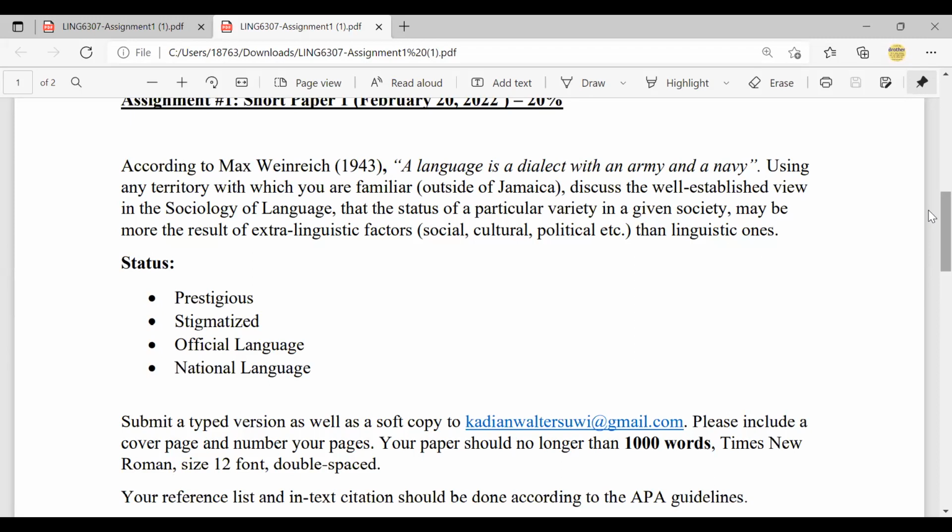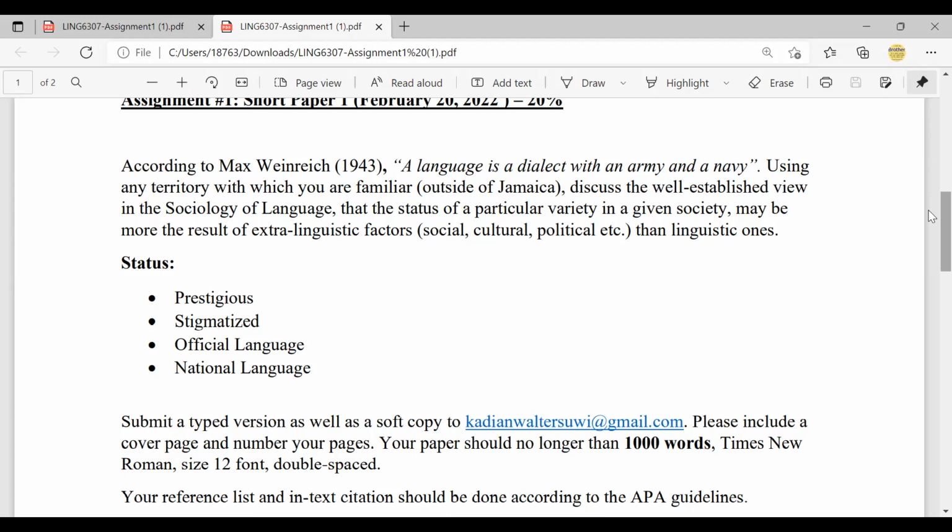So your discussion would include the status of the language, whether it is prestigious or stigmatized, whether it's an official or a national language, and what are the factors that would lead to that particular status. So are these extra-linguistic factors or linguistic ones? When we talk about linguistic factors, we're talking about the syntax and the phonology, the morphology, the semantics, the lexical items, and so on. All right?